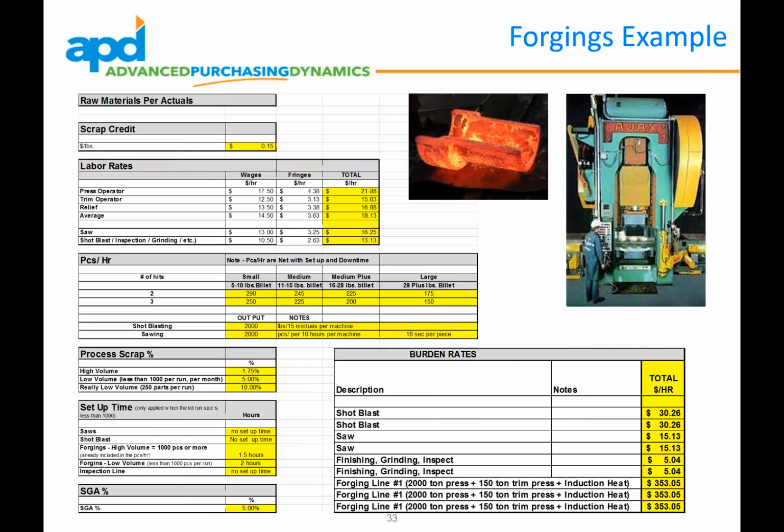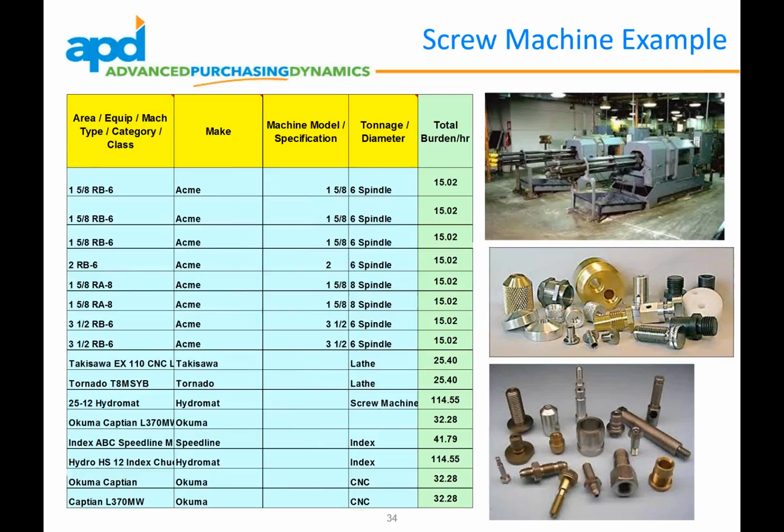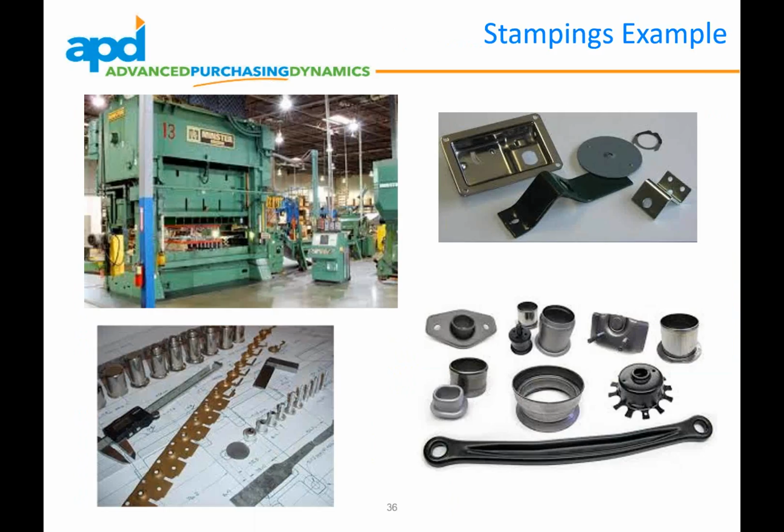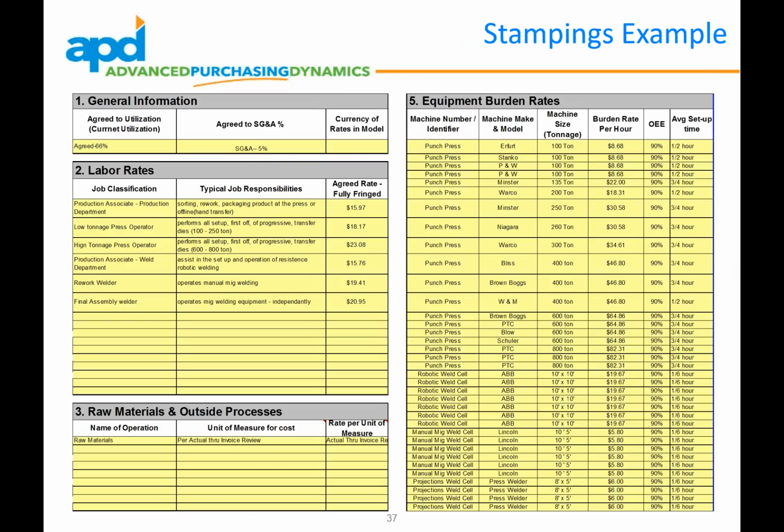A couple more examples on the forging side. Again, being able to look at the labor rates and the throughput and the burden rates that are used, and setup time is very important, obviously, when we're talking about forgings. Screw machine, the same sort of thing. Again, different manufacturing machinery throughout the organization has different burdens. And aluminum die cast. Now, just a very quick stampings example here.